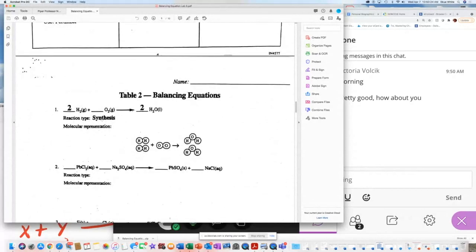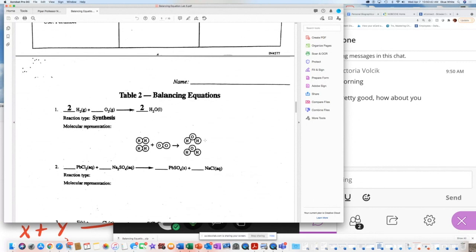Okay. Oh, they gave you the first one. This first reaction type is synthesis. By the way, for this lab, you don't have to do the molecular representation if you don't want to. It's tedious. You can do it if you want to. It won't add any more points or less points. You can just go straight to balancing the equation.